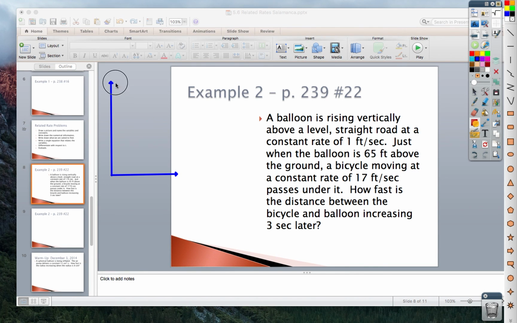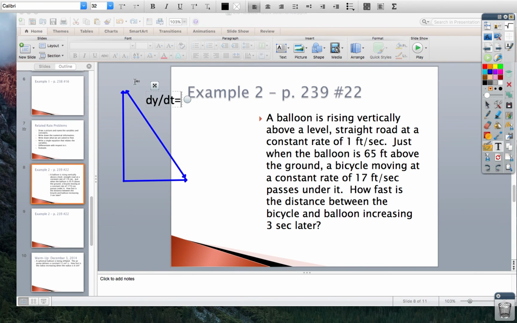So, as we go through this problem, there's a couple things to consider. 1, this thing is rising at 1 foot per second. So we know that dy/dt is equal to 1. We know that dx/dt is equal to 17 because the bicycle is moving at a rate of 17 feet per second. We know that our initial height is 65, and we know that our initial distance for the bike is 0.